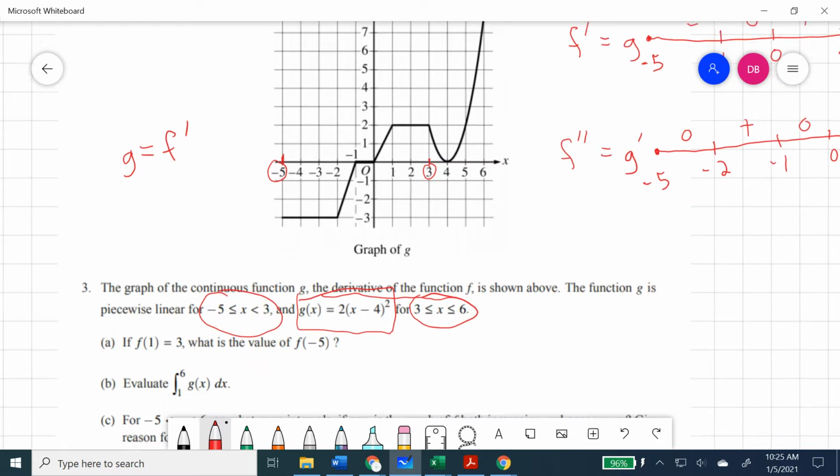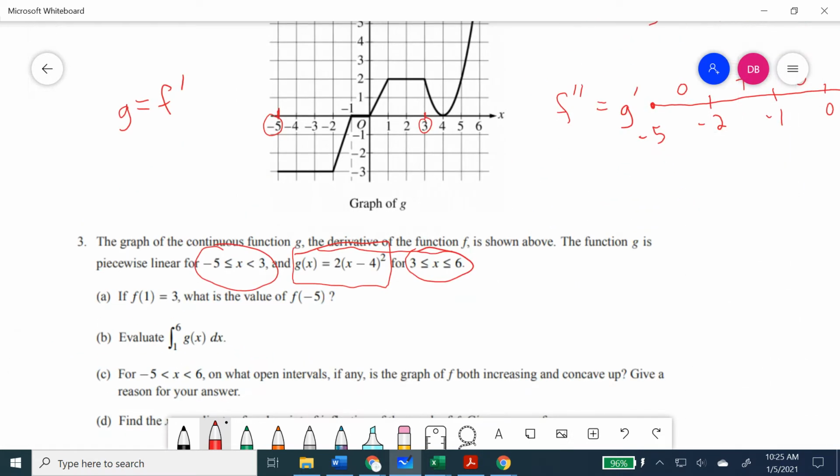Now that I've really spent some time looking at and identifying what my information is, now I look at part A. If f of 1 is equal to 3, what is the value of f of -5? So I want to look at this core relationship here. I want to know values of f, and the graph that I am given is actually the graph of f prime.